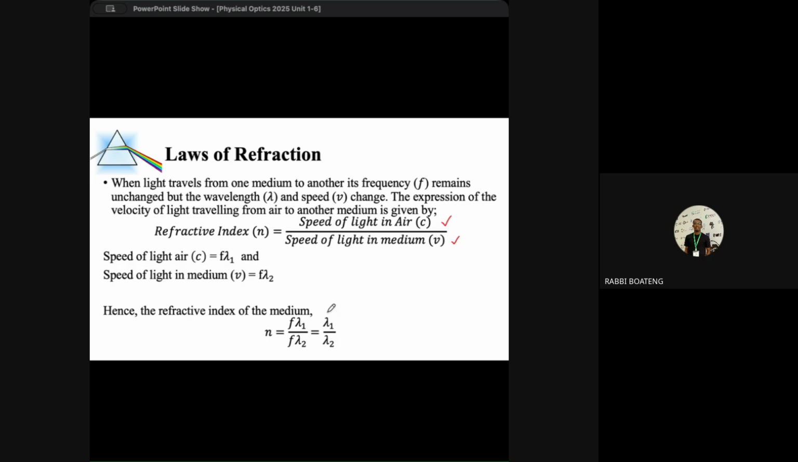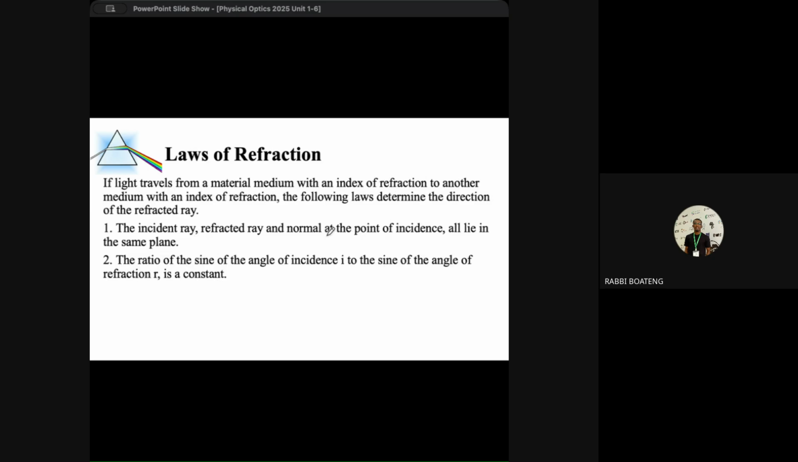The same way I can use the wavelength. If I have the wavelength in air and the wavelength in the medium, exactly. So keep this formula in mind. This is our first formula with respect to refractive index. So this is the law of refraction.